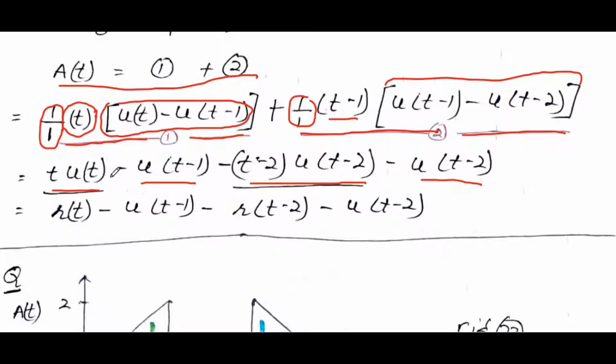So this will become a ramp function. t u of t is a ramp function. It will be r of t. u of t minus 1 is a shifted unit step function. t minus 2 u of t minus 2 is a shifted ramp function r of t minus 2, and it is a shifted unit step function. Okay, so let us move to the next question.